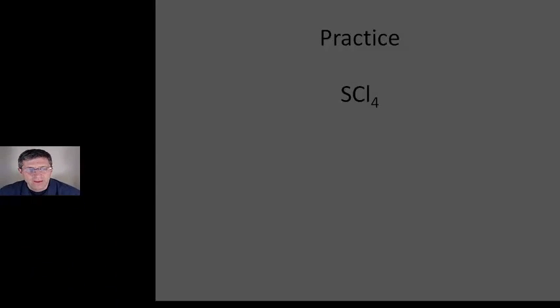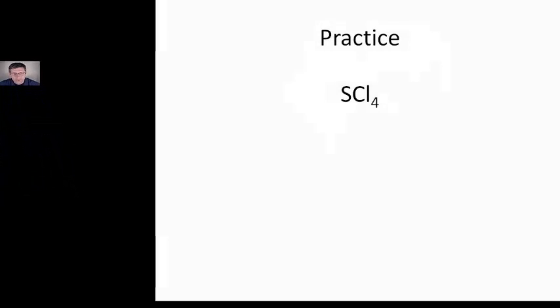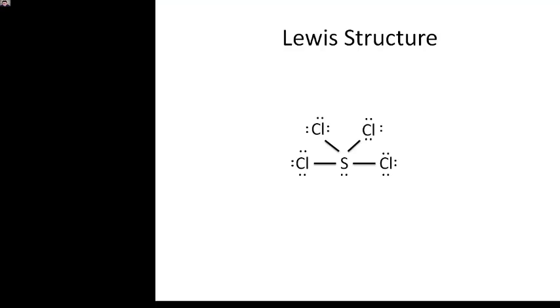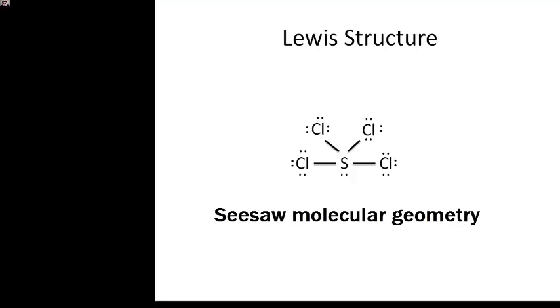Okay, let's try a few practice problems. So here I'm going to take sulfur tetrachloride. The first thing I'm going to do is make the Lewis structure for this. And from the Lewis structure, I'm going to count the bonds and the unbound electrons. So I have 4 bonds and 1 unbound pair. So I have 5 electron clouds, so I have 5 charges. So the electron structure is going to be trigonal bipyramidal. Notice I have 4 bound atoms, so I'll end up having a seesaw shape. My molecular geometry will be seesaw. My electron structure will be trigonal bipyramidal.